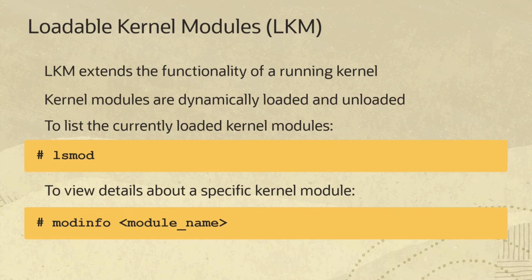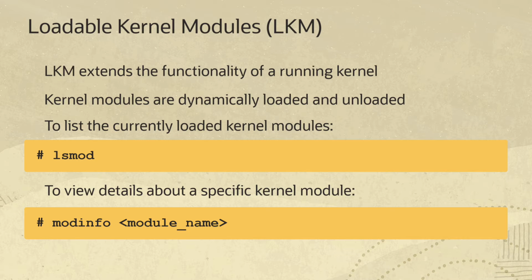The Linux kernel is loaded into memory by the bootloader. New code can be added to the kernel by including the source files in the kernel source tree and compiling the kernel. But Linux also supports loadable kernel modules, or LKM, that allow you to add code to a running kernel. Kernel modules are dynamically loaded and unloaded on demand. They provide device drivers to allow the kernel to access new hardware, support for different file system types, and generally extend the functionality of the kernel.